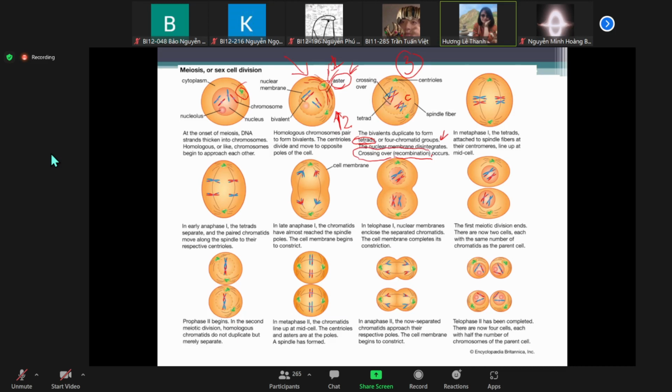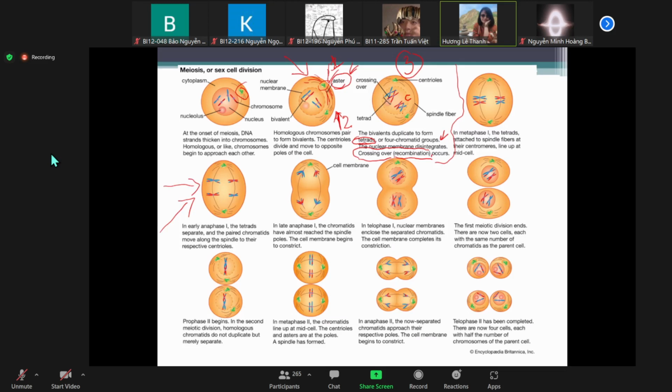So this is like the preparation for meiosis. And in meiosis, we have two divisions, that are more or less the same as mitosis. Like in metaphase 1, the tetrads attach to the spindle fibers at the centrosomes and line up in the middle. And in anaphase 1, the tetrads start to separate, and the pairs of chromatids move along the spindle to their respective centrioles. So they start to separate here.